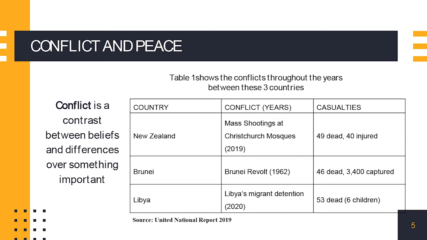In Liberia, there's a lot of conflict because their country has a war right now, but we focus on the latest one, which is the Libya Migrant Detention Center. This detention center was targeted by an airstrike, killing 53 people, including 6 children.